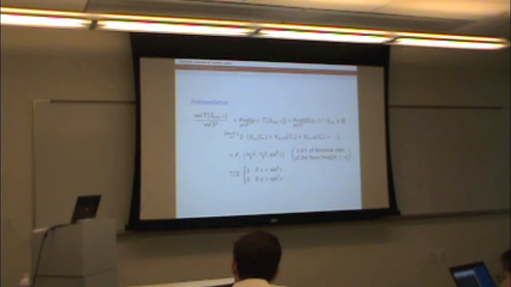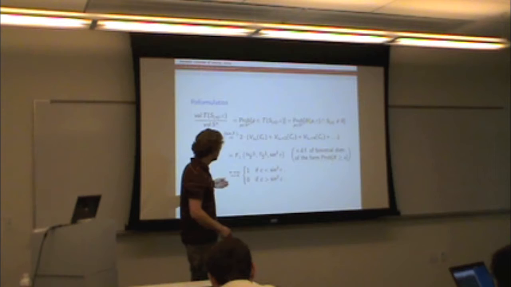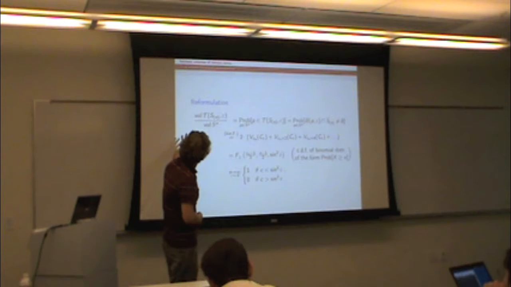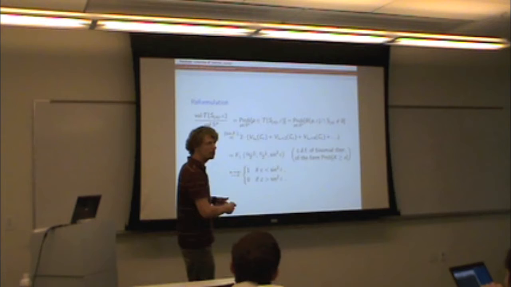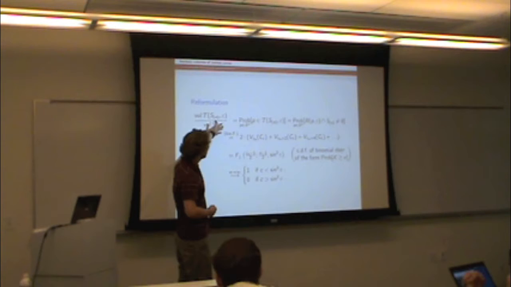So this is just one of the simplest properties of the binomial distribution. And so what do we have? The relative volume of this tube is either everything or nothing. So we really get a very nice threshold by just doing some simple reformulation of this probability and then applying the kinematic formula once.